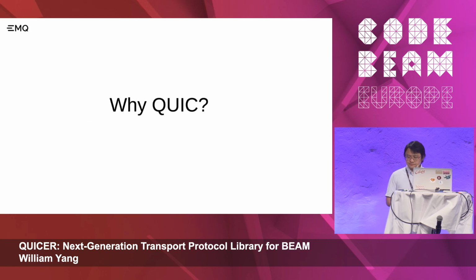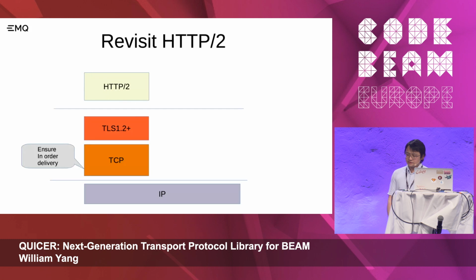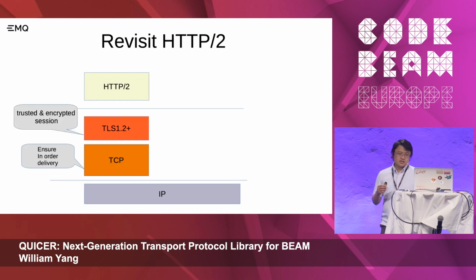So why QUIC? Before speaking of that, let's revisit what HTTP 2 is. Above IP, we have TCP, which is a very reliable transport. It ensures in-order delivery, and it does congestion control and loss recovery. And on top of it, we have TLS 1.2, which is a trusted, encrypted session. Nowadays, data is private, so encryption is kind of mandatory.